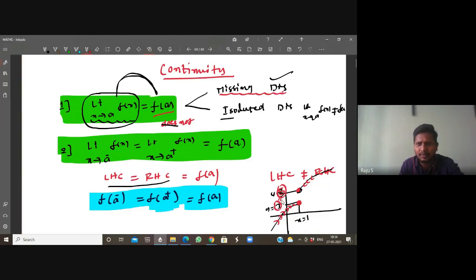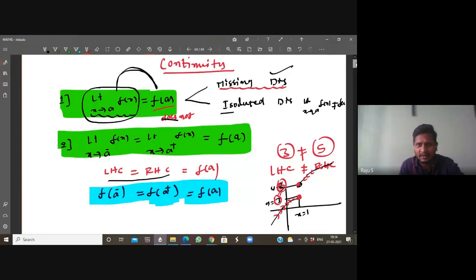Are both equal? There is a break if you observe here. This is the example for a finite discontinuity. LHC value is 3, RHC value is 5. 3 is not equal to 5, so it is not continuous. It is called discontinuity. Both are finite values, so this is the finite discontinuity.